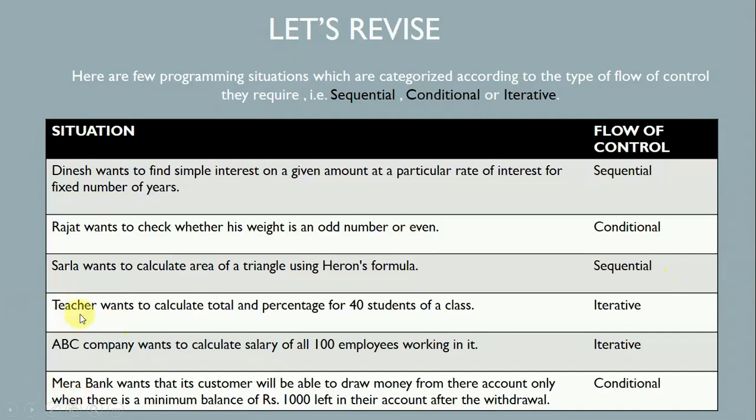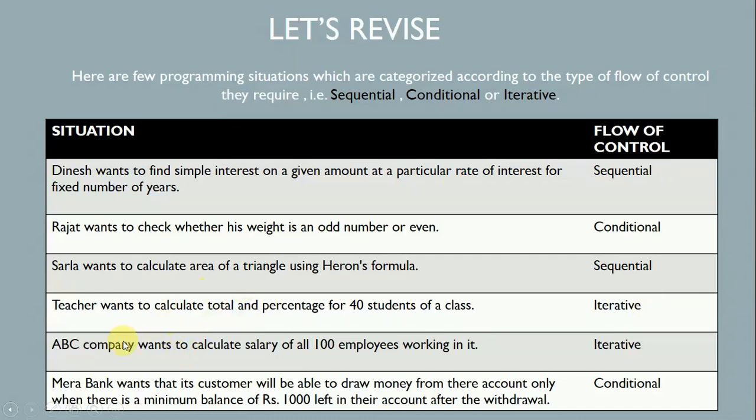Consider the next situation. A teacher wants to calculate total and percentage for 40 students of a class. So you can see here the formula for total and percentage will be repeated 40 times for all the 40 students. So we are repeating the same step 40 times. So this is an example of iterative flow of control.